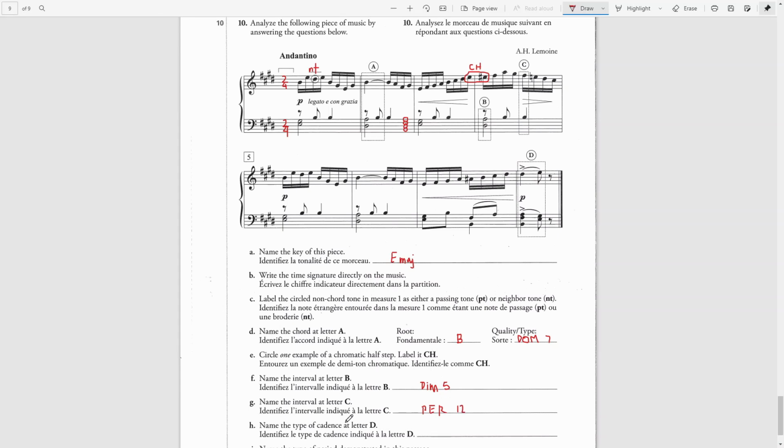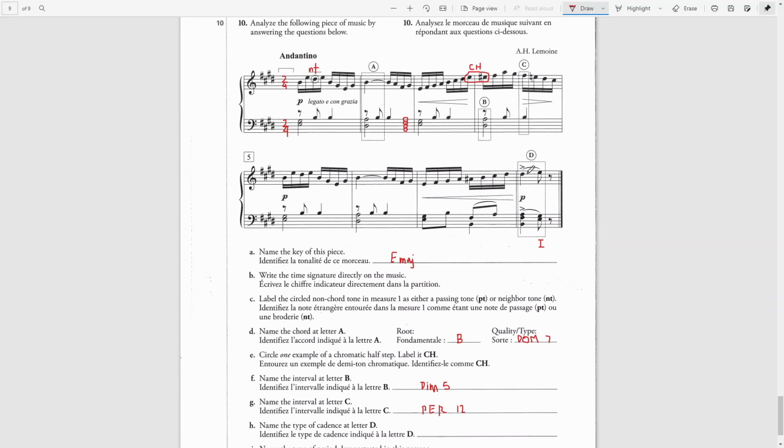Name the type of cadence at the letter D. First, we'll start with the last chord. We have an E and a G sharp and another E. This is another incomplete chord. It is a tonic chord in the key of E major. And it is a major triad because from E, the root, to G sharp the third is a major third.